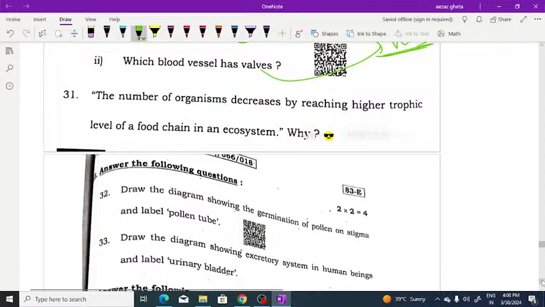The number of organisms decreases on reaching higher trophic level of food chain in an ecosystem. Why? What is the reason that the number of organisms decreases at higher trophic levels? It is because the amount of energy available at the last trophic level is very less, so the organisms cannot survive. So the number of organisms decreases with increase in trophic level. Energy availability is very less at higher trophic level. It is according to which law? 10% law. Okay, boys and girls, understood?